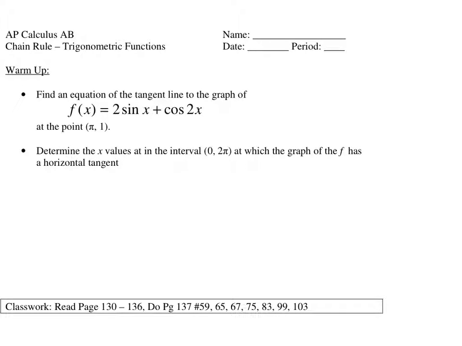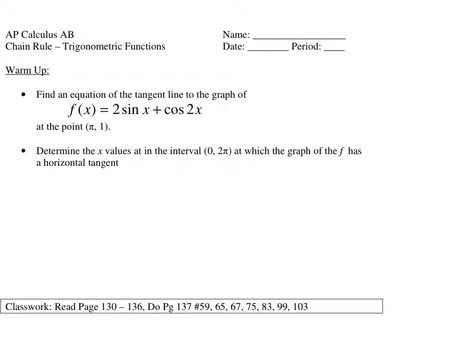Alright, so this problem is just one quick example of how we can use the chain rule within an application problem. So here we want to find an equation of the tangent line to the graph of f of x is 2 sine x plus cosine of 2x at the point (pi, 1). Alright, so (pi, 1) is a point on this function.